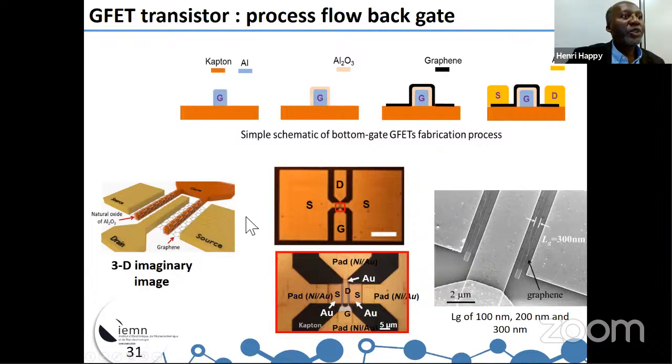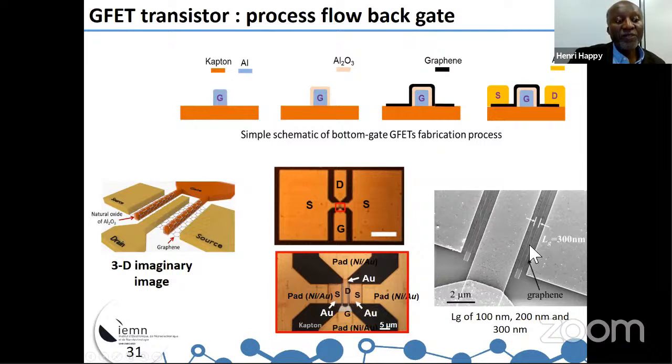Typically, I show what we call top gate devices. We can make a transistor with back gate devices. Typically, we fabricate the gate, transfer graphene on the top, and we deposit the contact of source and drain on the top of transistors. That means we have a device that looks like this, where a channel is open.